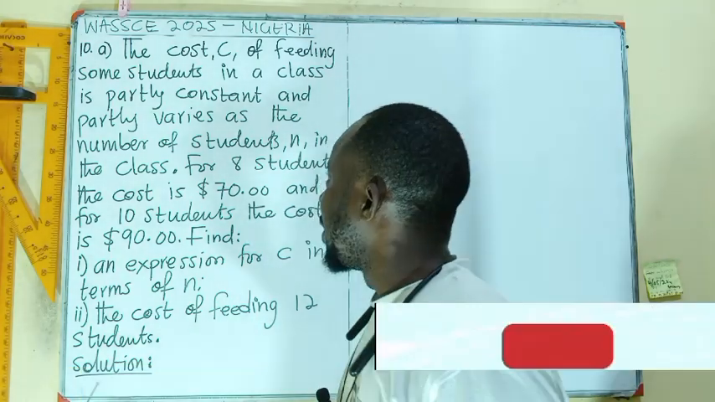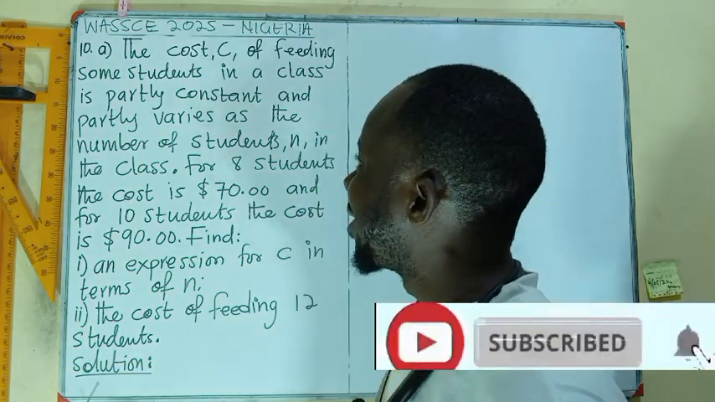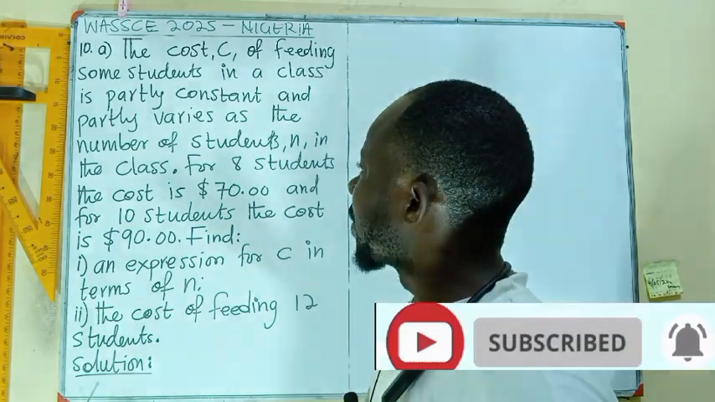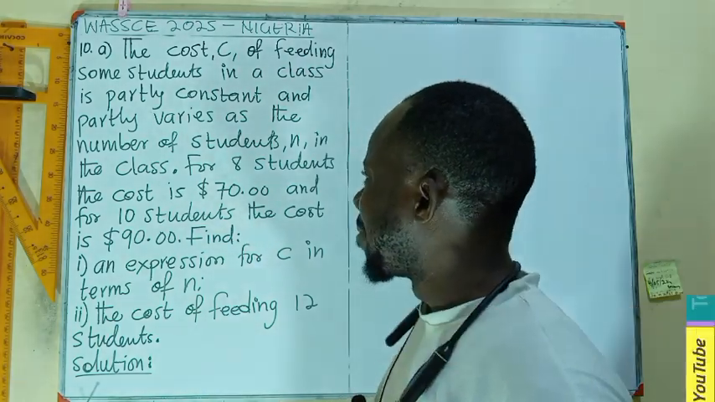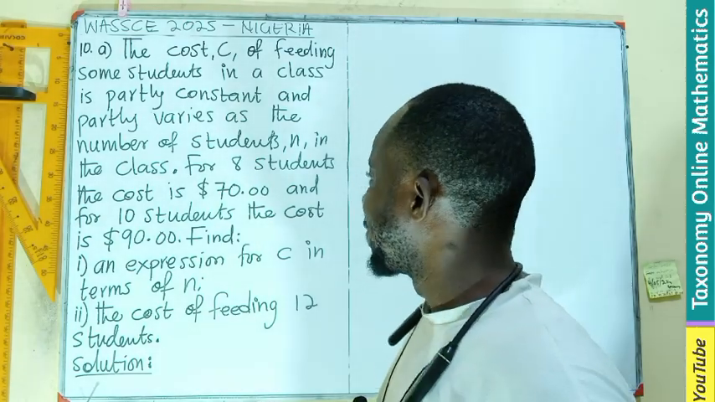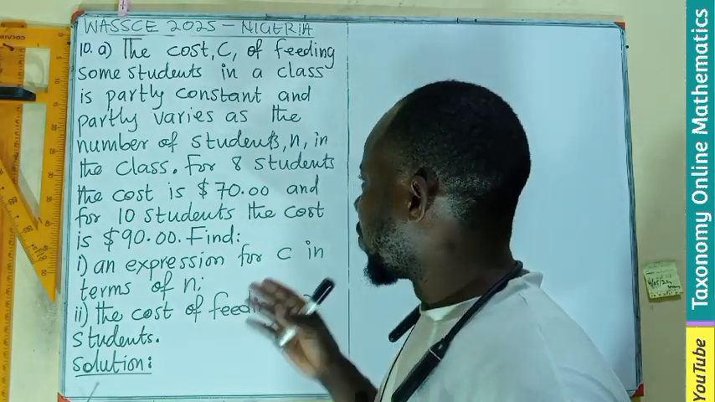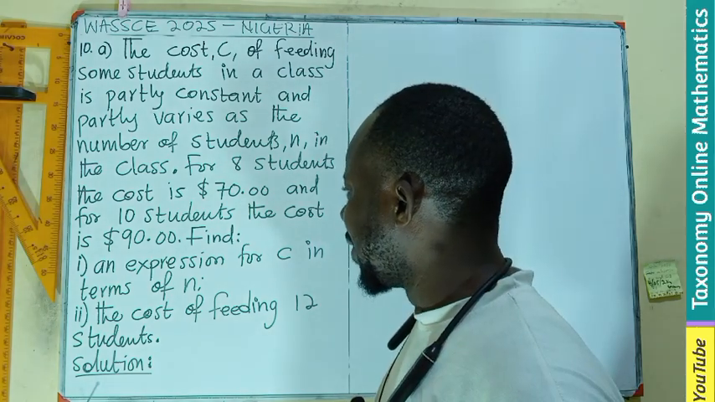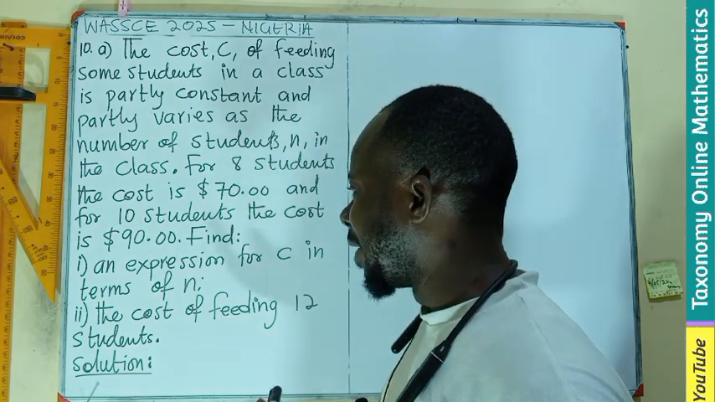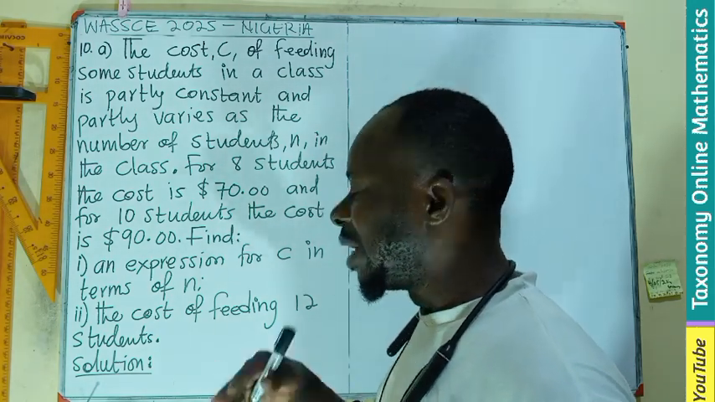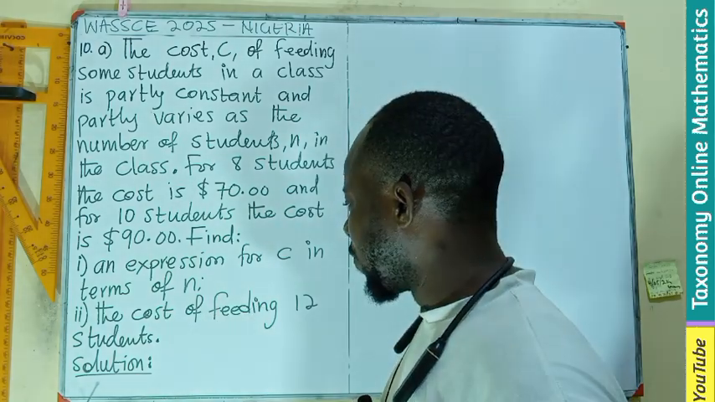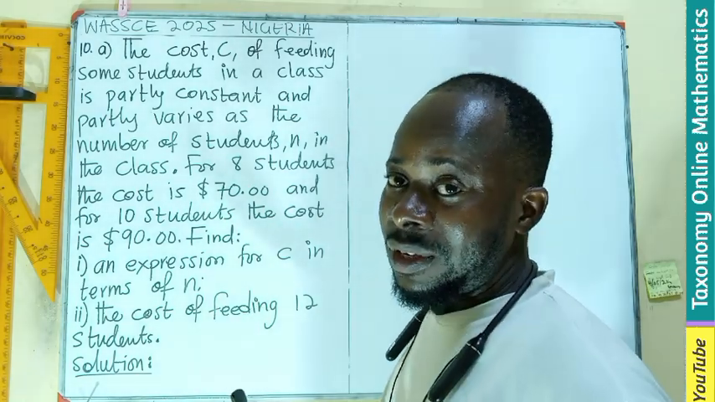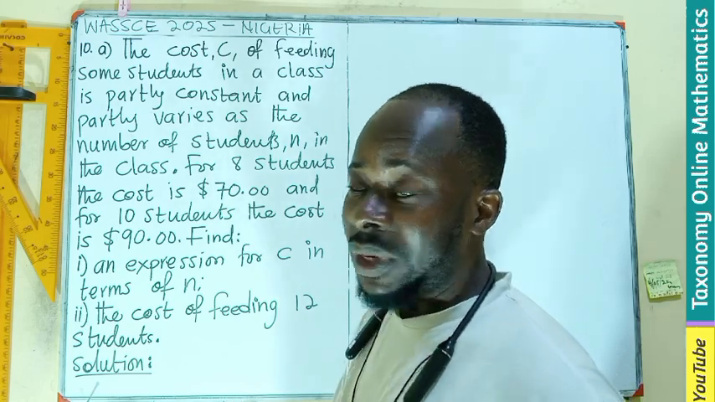The cost in terms of C of feeding some students in a class is partly constant and partly varies as the number of students in terms of N in the class. So for 8 students, the cost is $70, and for 10 students, the cost is $90. We have to find an expression for C in terms of N and also find the cost of feeding 12 students. So this is a partial variation.